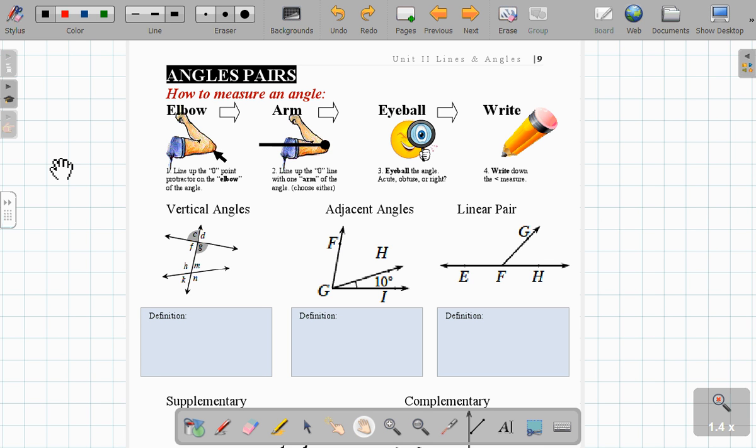Five words. You think you can do vertical, adjacent, linear pair, supplementary. Without looking at the paper or the screen, rotate the paper. How many of those five can you rattle off?